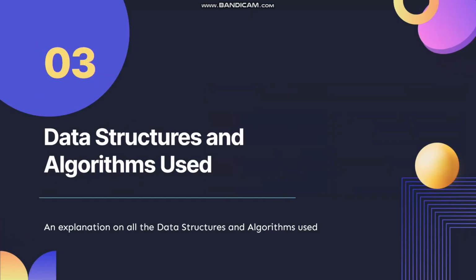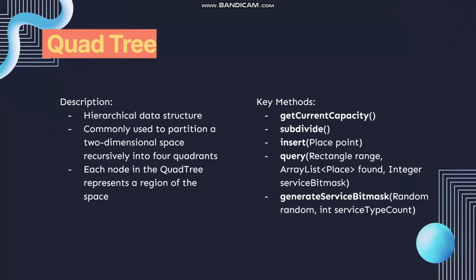Now we'll talk about the data structures and algorithms used. So for the QuadTree, it is a hierarchical data structure, which is commonly used to partition a two-dimensional space recursively into 4 quadrants. Each node in the QuadTree represents a region of the space. These are the key methods of QuadTree, which are get current capacity, subdivide, insert, query, and generate service bit mask.